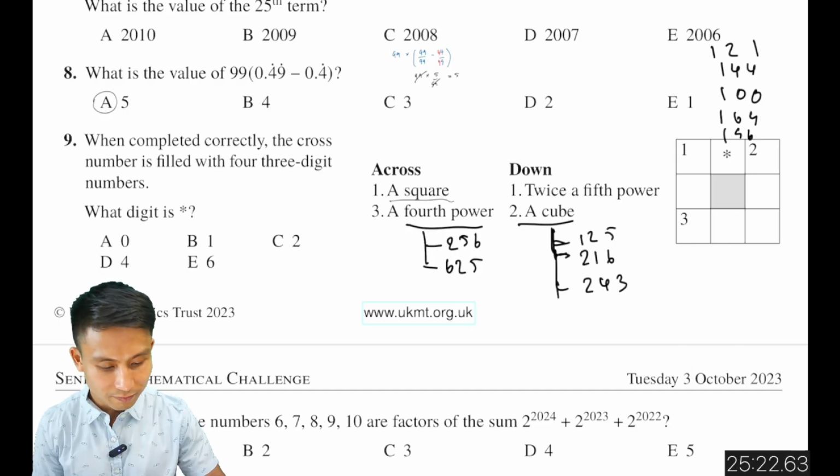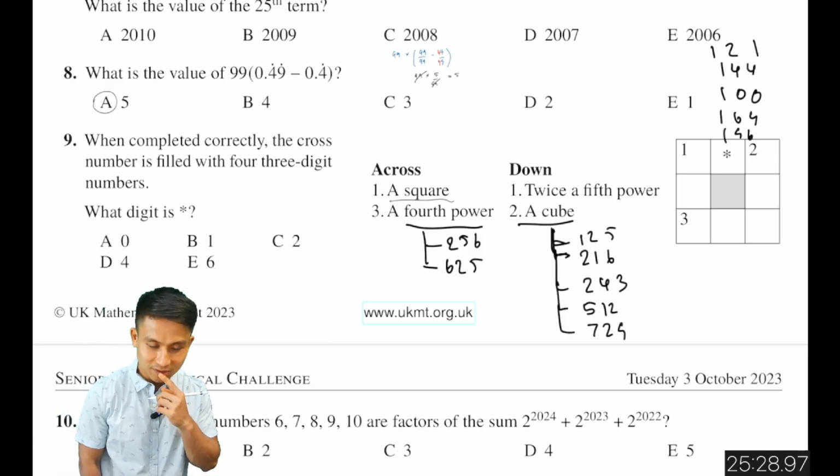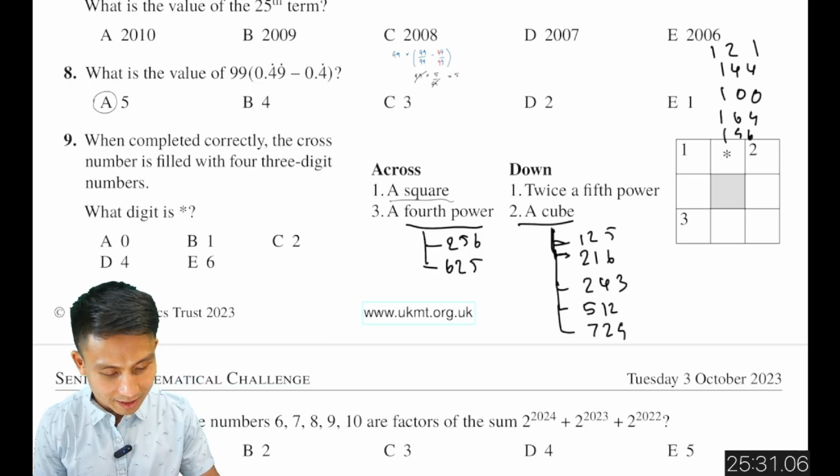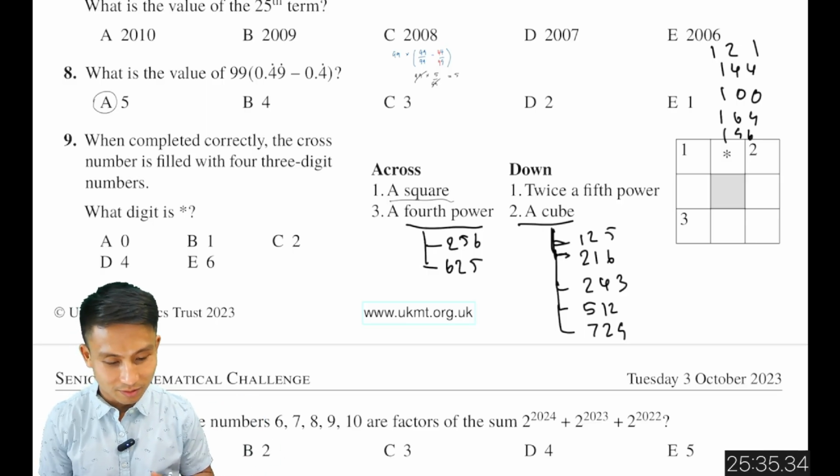And what do we have? 8 to the 3 is 512, I think. 9 to the 3 is 729. Okay, there's a lot of choices here. And then, yeah, 10 to the 3 is no longer applicable now.